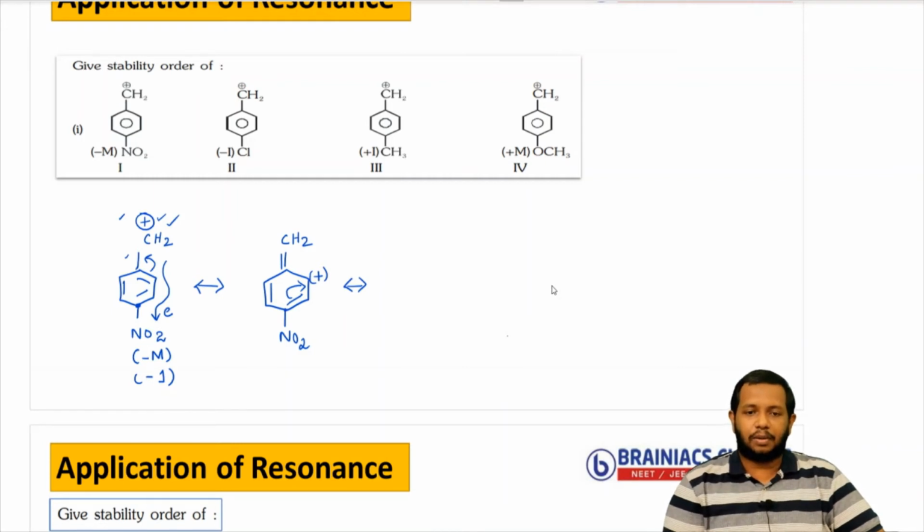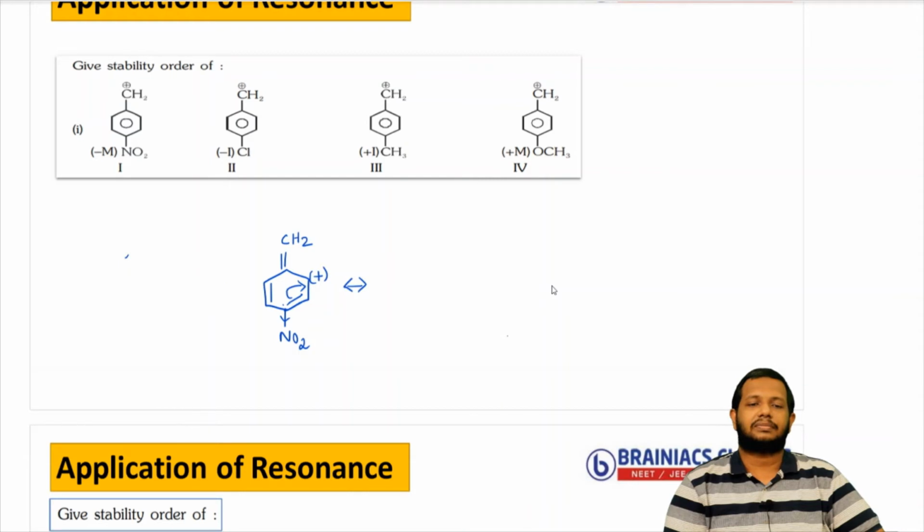Now here, as you have seen, the plus charge is coming here, and I know that the NO2 group will attract the electrons. It will attract the electrons, which means the plus charge over this para position keeps on increasing. That is instability. Understood? So I can say, I can rub this and say that the first structure is unstable. First structure is unstable.